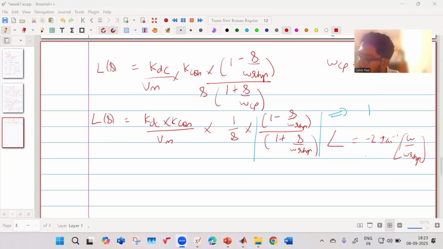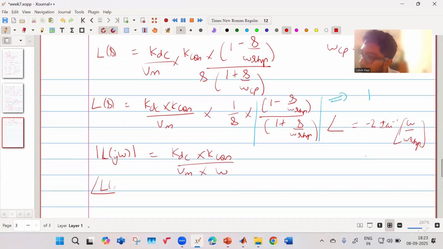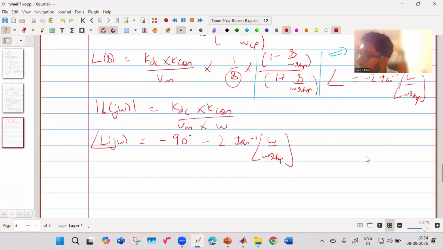So if you see the magnitude contribution of this, it is KDC into K controller upon Vm into omega. This is our magnitude. When we see the angle of L j omega, your integrator will give rise to minus 90 degrees. It is a fixed minus 90 degrees. But these two will result in minus 2 tan inverse omega upon omega RHP.